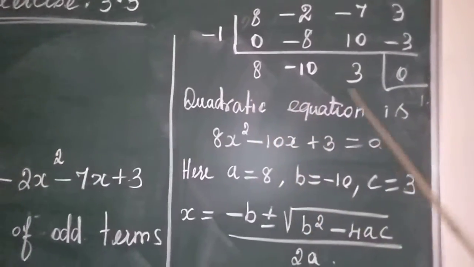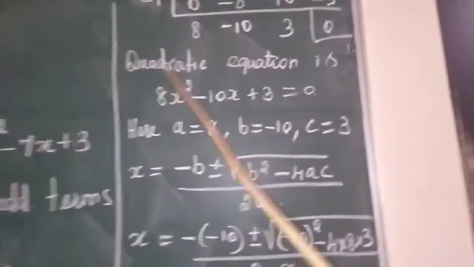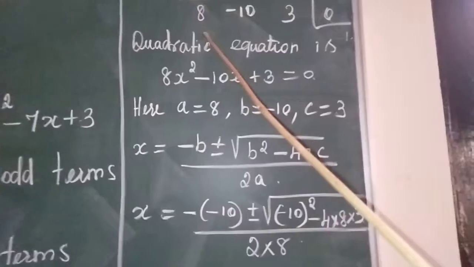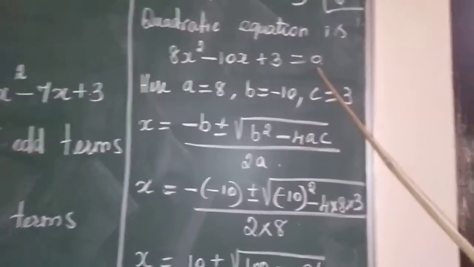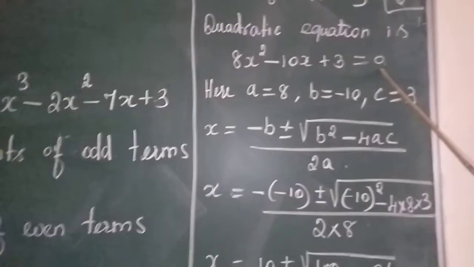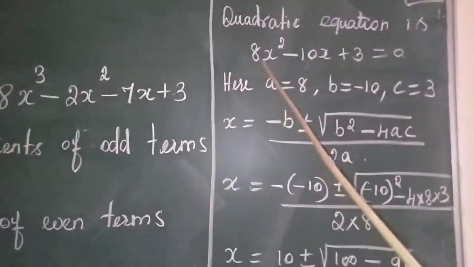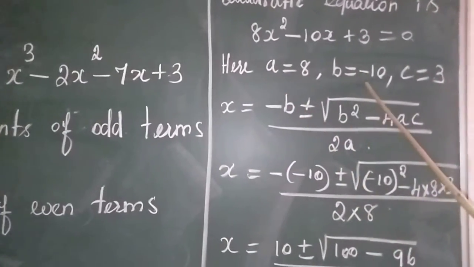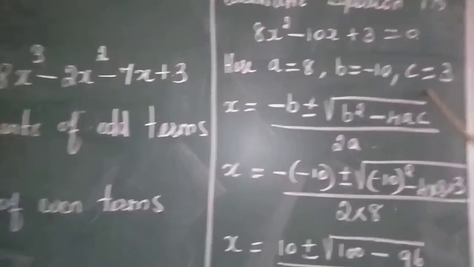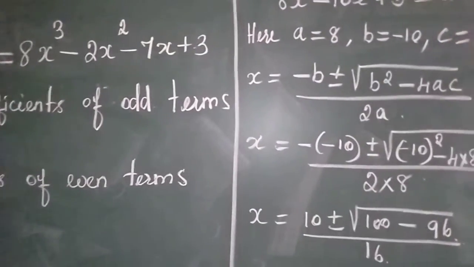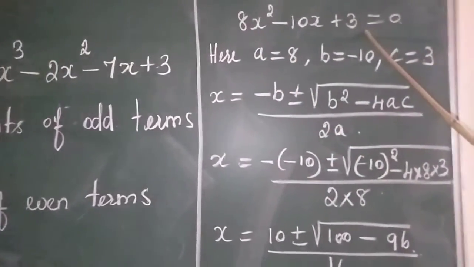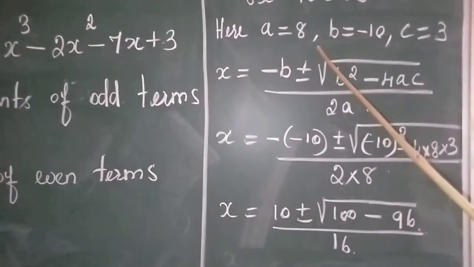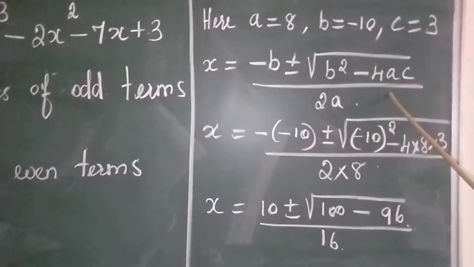Now by using this, we are going to form a quadratic equation, that is 8x square minus 10x plus 3 is equal to 0. Now here the value of a is equal to 8, b is equal to minus 10, and c is equal to 3. Now here we cannot use the factor method to solve this quadratic equation.